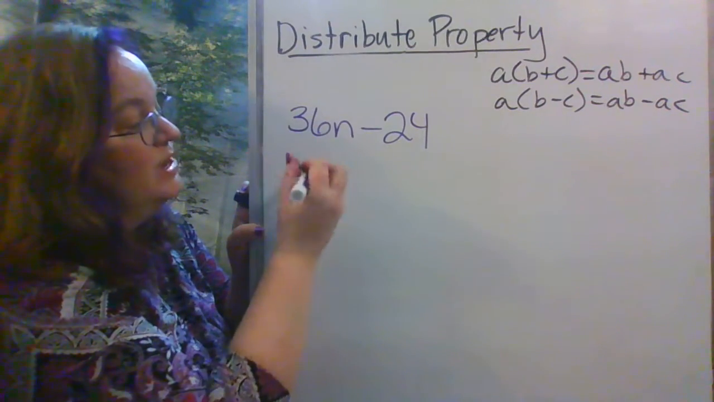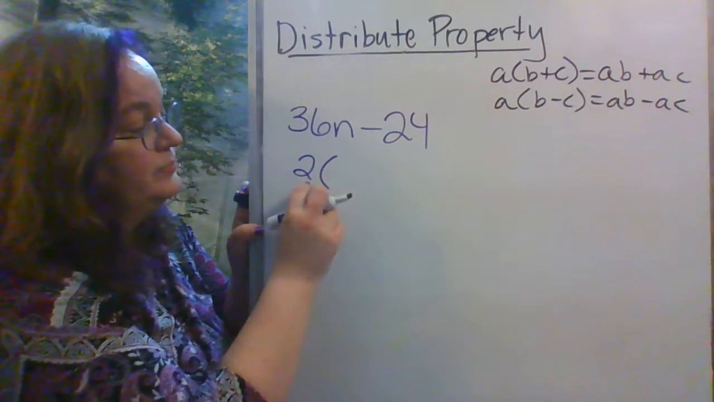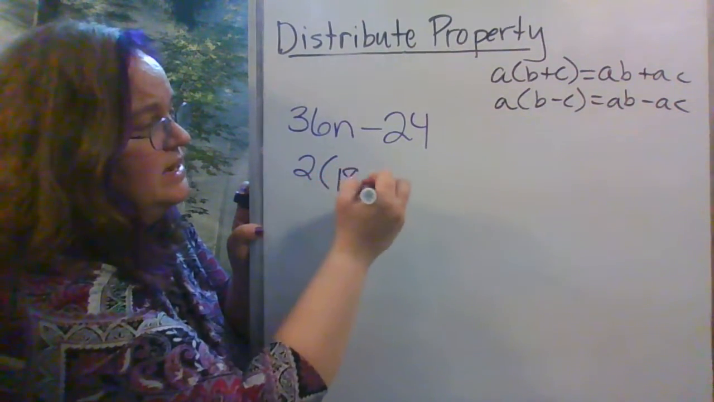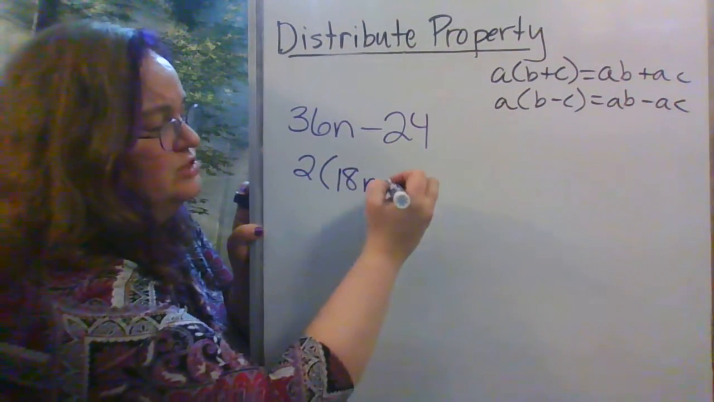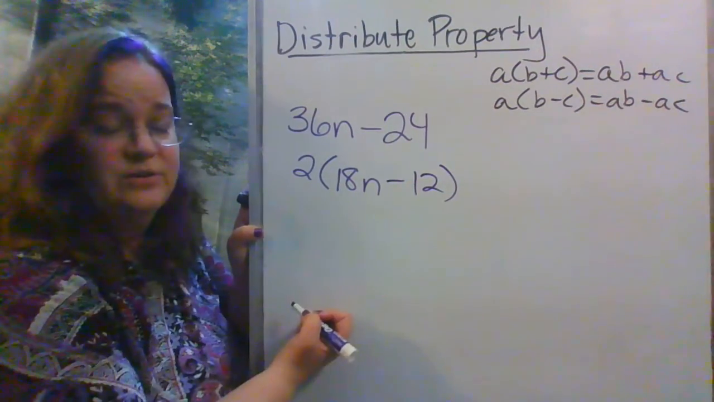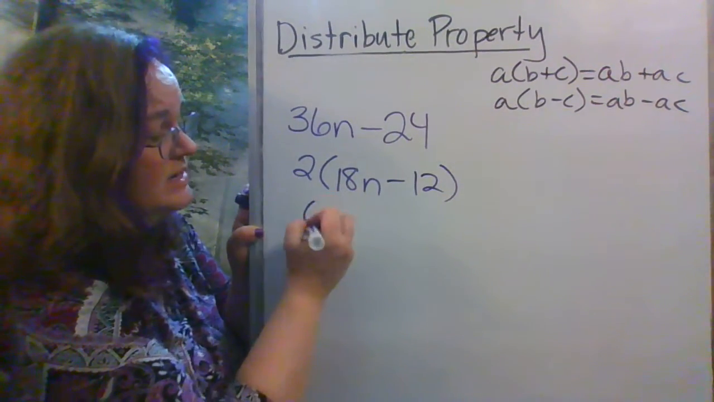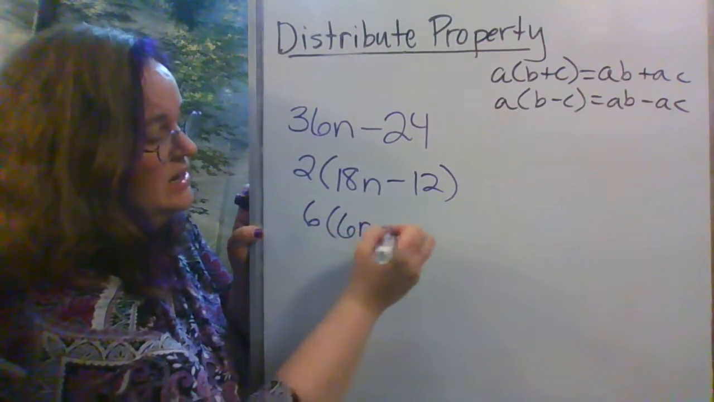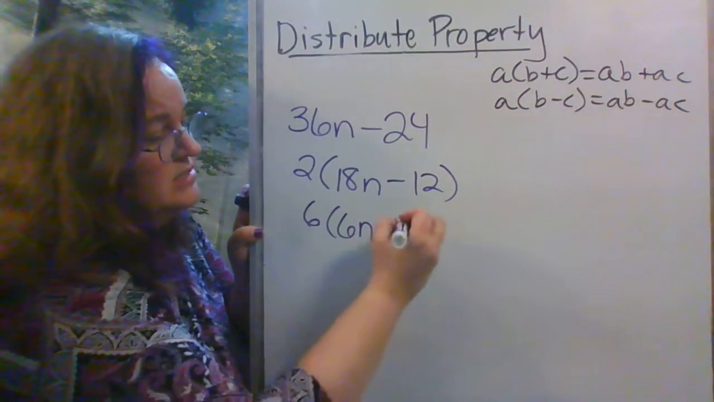So there's lots of possibilities. I could do 2. And then I divide it. 36 divided by 2 is 18n. 24 divided by 2 is 12. And I just factored it. I could do 6. 36 divided by 6 is 6, so it's 6n. And 24 divided by 6 is 4.